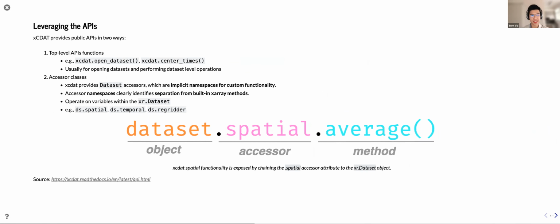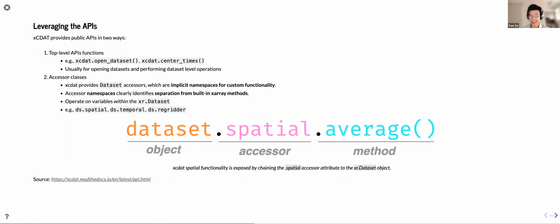So we have two ways of leveraging the APIs of xCDAT right now. We have the top level APIs, similar to how Xarray does it. So we have the open_dataset and the center_times functions. Usually these top level APIs are for opening datasets and also performing dataset level operations.